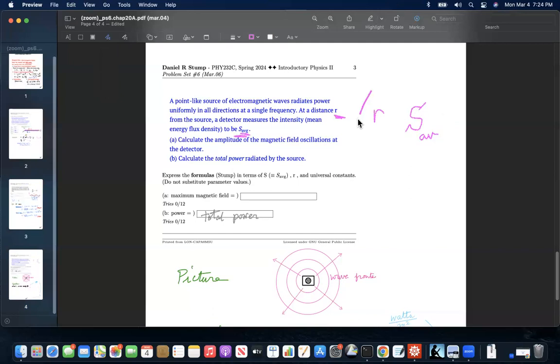So I have those two parameters specified. And now the question is, what's the amplitude of the magnetic field oscillations? That would be B0. The magnetic field oscillates between a maximum value B0 and a minimum value negative B0. So that's the first question: what's B0? And then the second question is, what's the total power? Let's call that total power P.